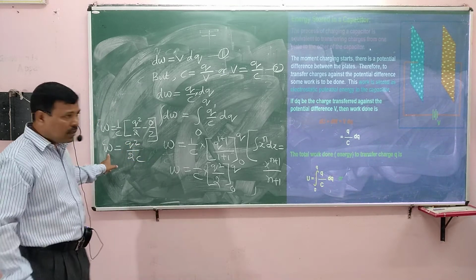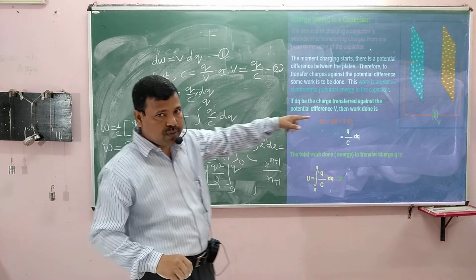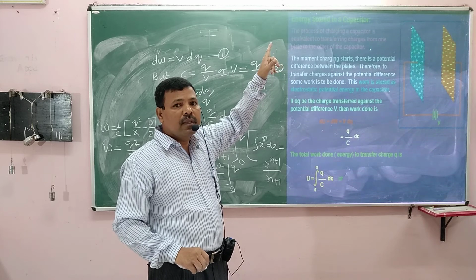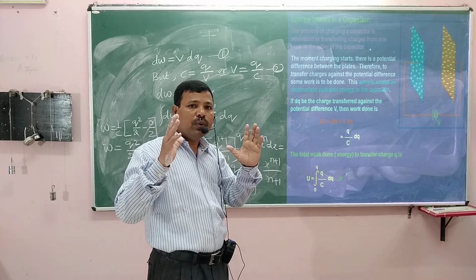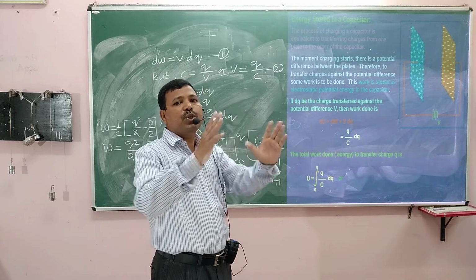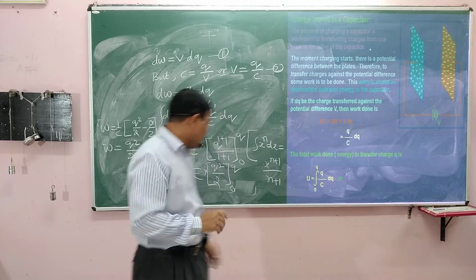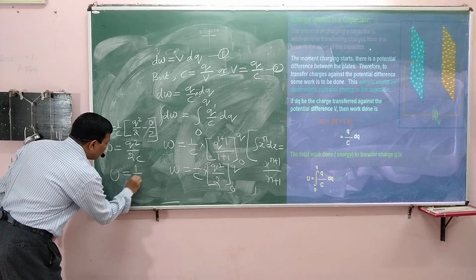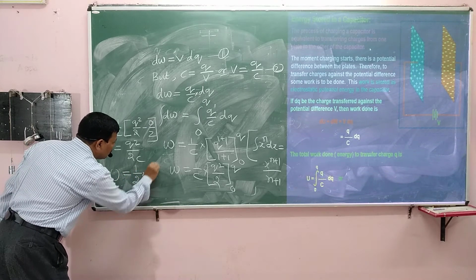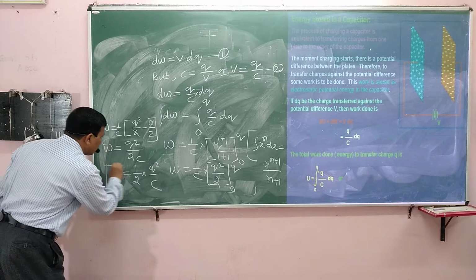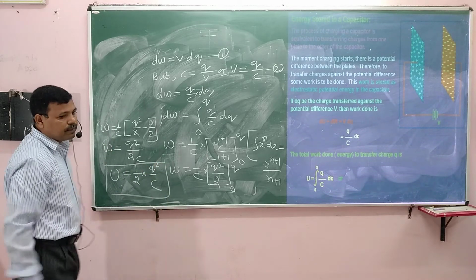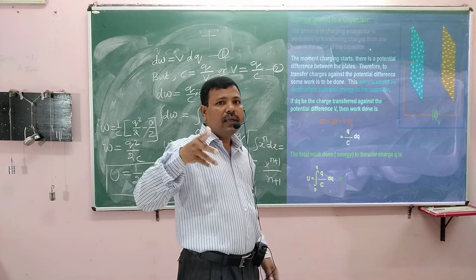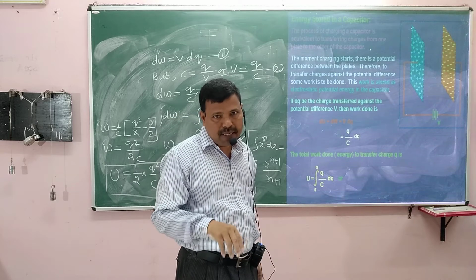All that work done by this potential difference in sending the charge to the capacitor is converted into electrical energy and stored in the capacitor. So that energy is U is equal to 1 by 2 into Q square by C. Fine. This is one form of electrical energy stored in the capacitor.